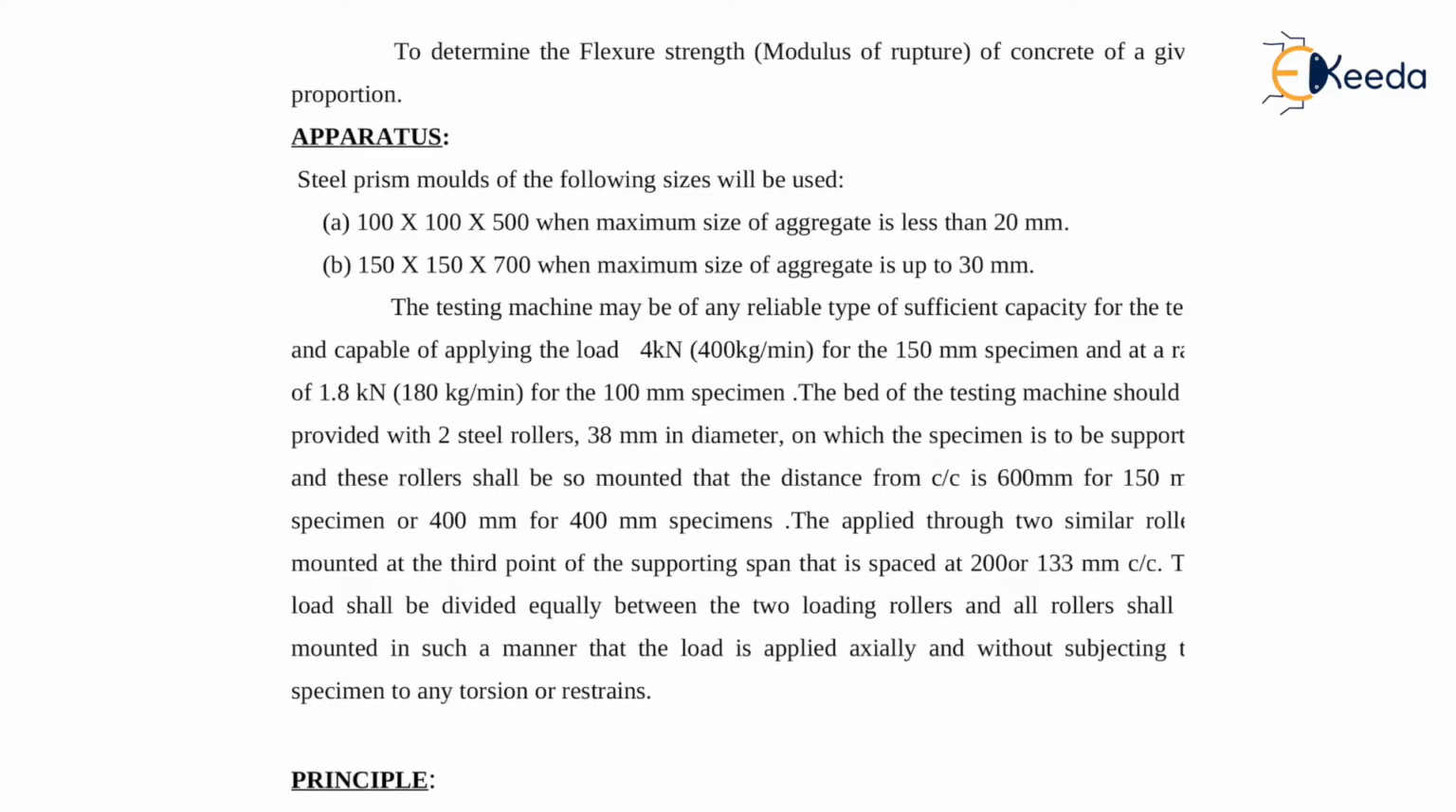The load is applied through two similar rollers mounted at the third points of the supporting span, that is placed at 200 or 133 mm center to center. Now the load shall be divided equally between the two rollers, and all rollers shall be mounted in such a manner that the load is applied axially and without subjecting the specimen to any torsion or restraint.